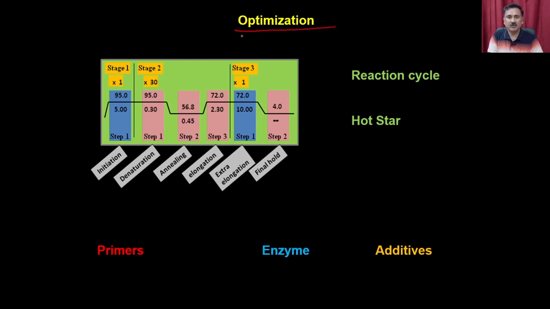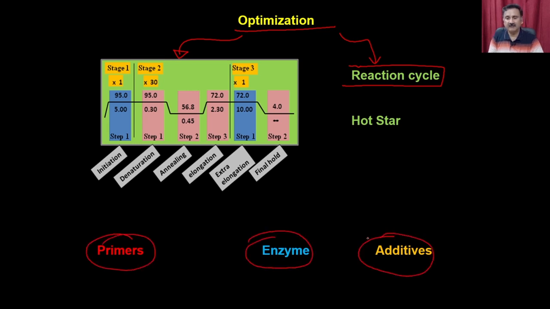And optimization could be at the stage of setting up the reactions, or the optimization could be even at the reaction cycle also. Okay, and sometimes the optimization can be done for primer sequences, enzymes, and the additives. So you can use many of these things.